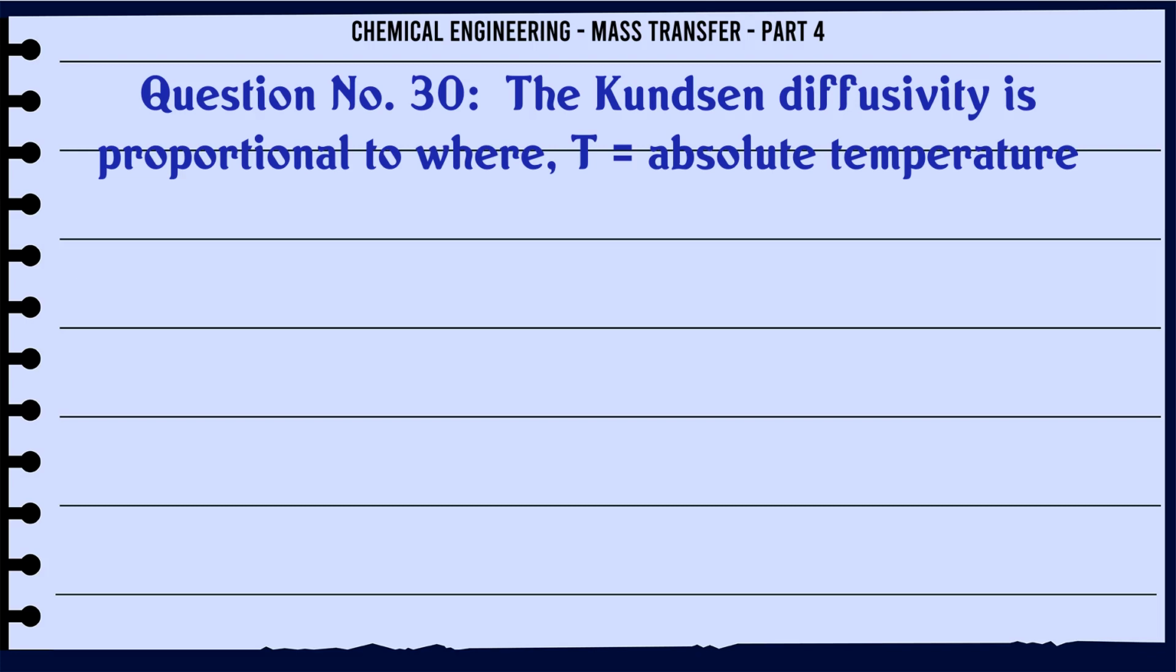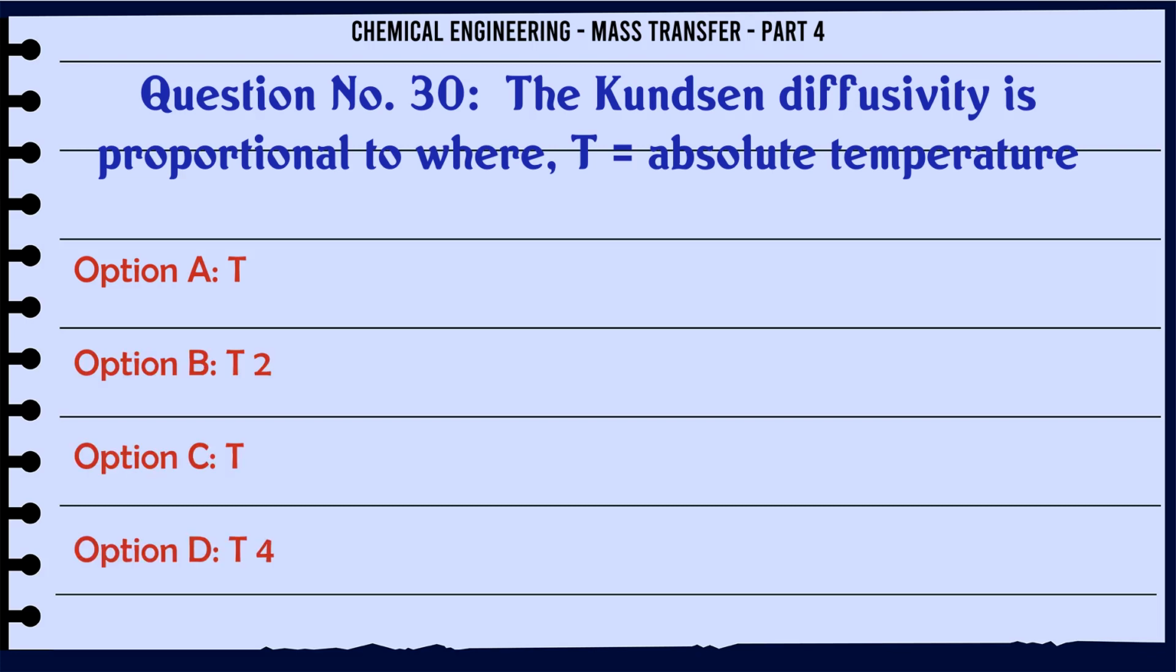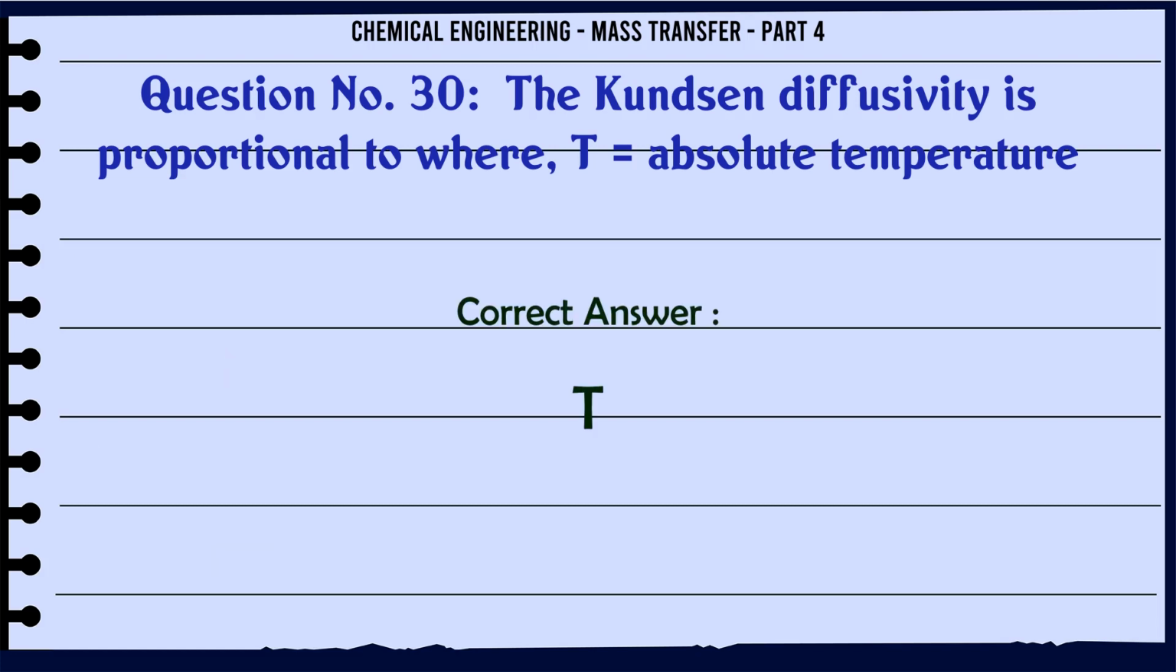The condensation diffusivity is proportional to, where T is absolute temperature, A. T, B. T², C. √T, D. T⁴. The correct answer is T.